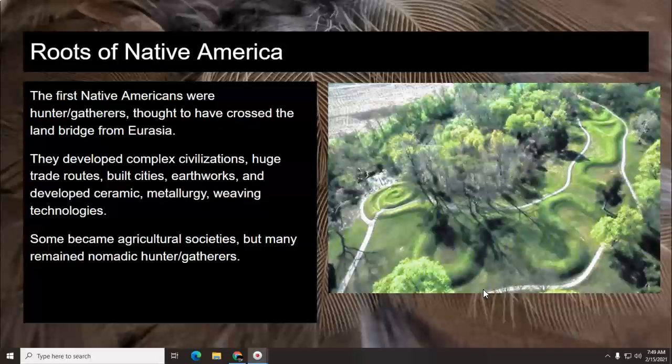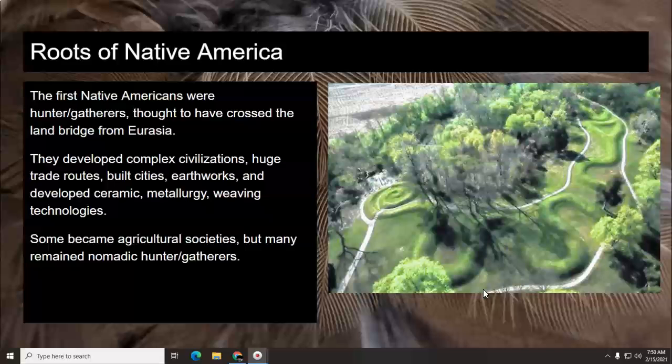Even though they did not have agriculture, they still developed complex civilizations, huge trade routes, built cities, earthworks, and developed ceramic, metallurgy, and weaving technologies all while on the go. Some became agricultural societies, mostly in the Southwest under the influence of Mexico and South America, where they developed agriculture first in this part of the world. But a lot of them still remain nomadic hunter-gatherers, in part because their climate wasn't suited to agriculture.